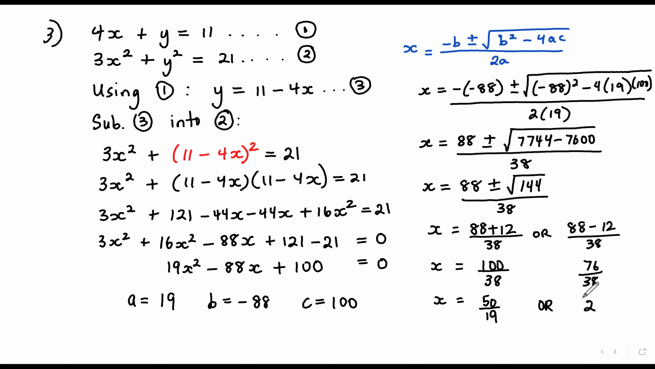And you can write 50 over 19 as a decimal, by the way. That will be 2.63, right? So it doesn't matter. You could leave it as a fraction, or you could write it as a decimal. Any method will be fine, right? So now that we know the two solutions of x, we can find out what y is. So let's substitute x is equal to 50 over 19 into any one of the equations.